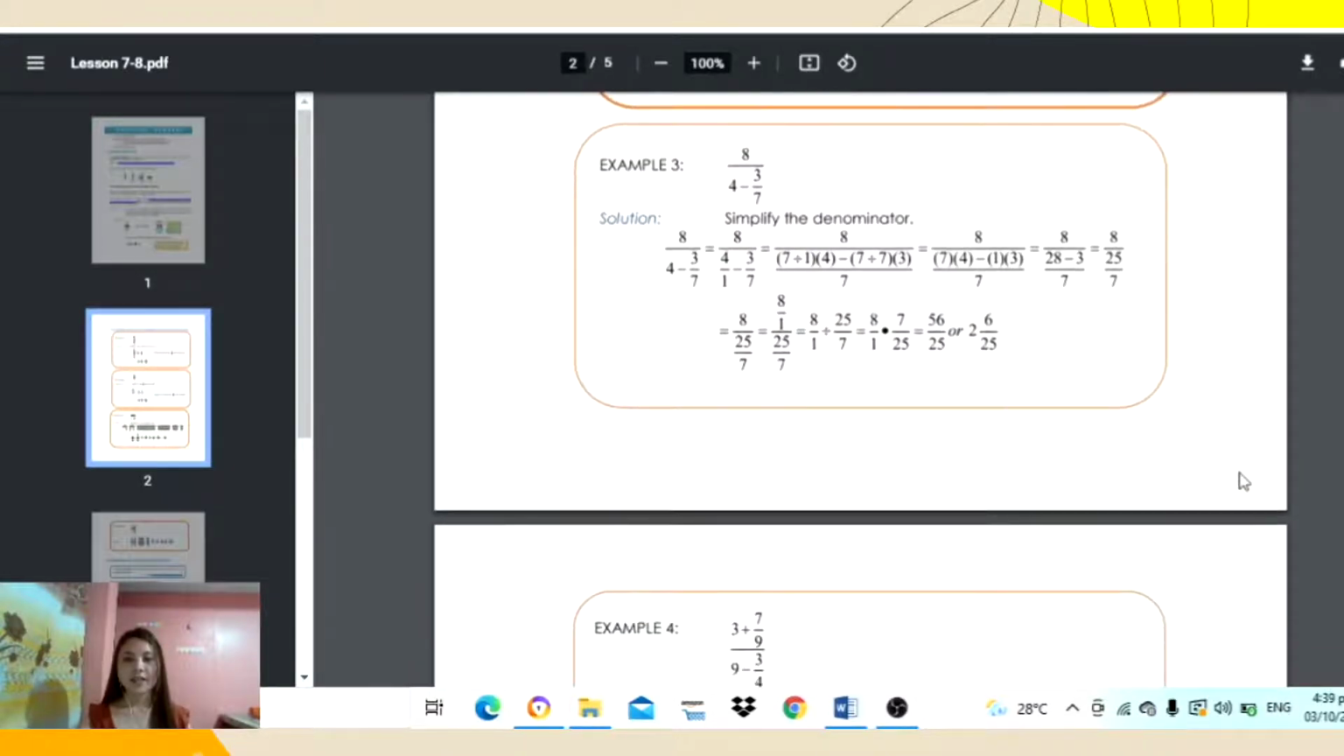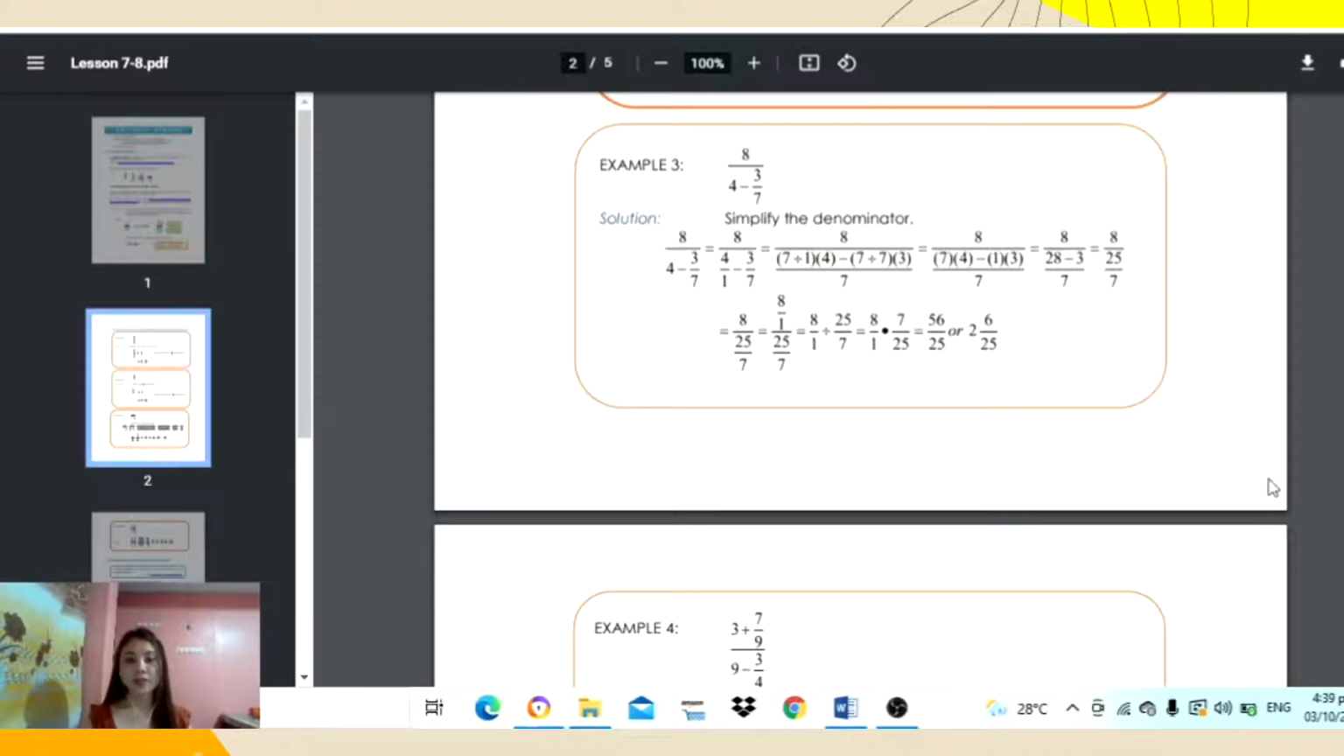Let's have example number 3. We have here 8/4 minus 3/7. So we have to simplify first the denominator, 4 minus 3/7.